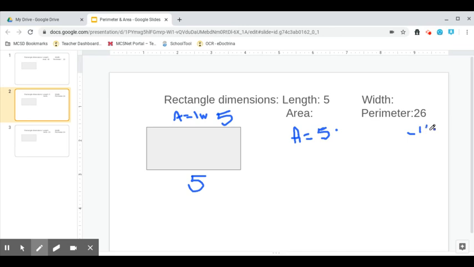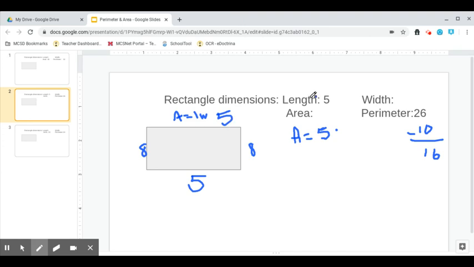So I take that 10 off, and I know I need 16 more pieces to get the area, but there's 2 spots for these 16. So how can I split 16 two ways? Well, I could have 8 and 8. 8 and 8 is 16, plus 5 is 21, plus 5 is 26. So these dimensions give me a perimeter of 26.